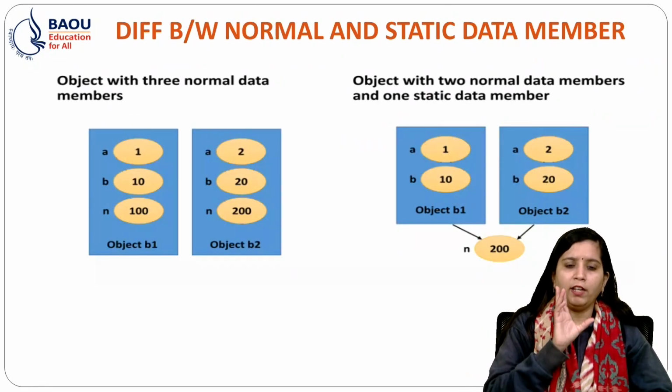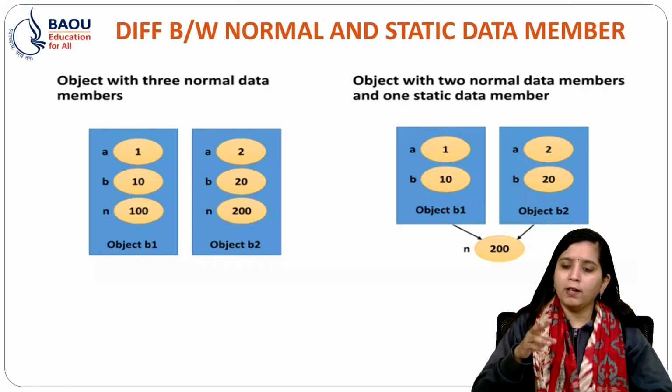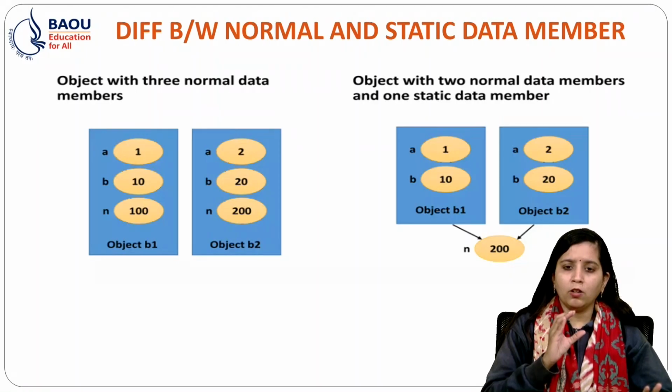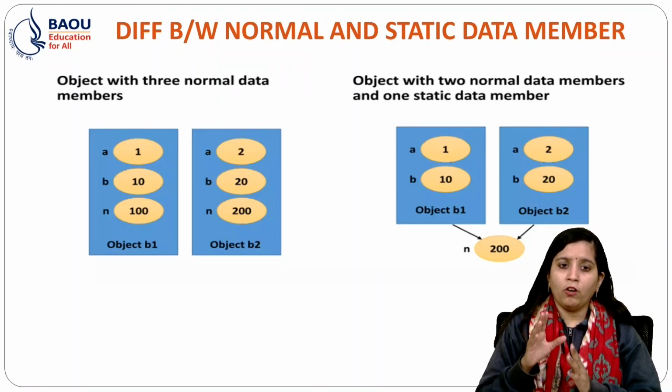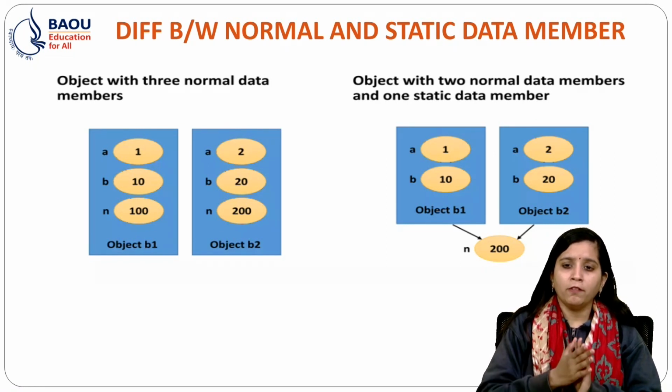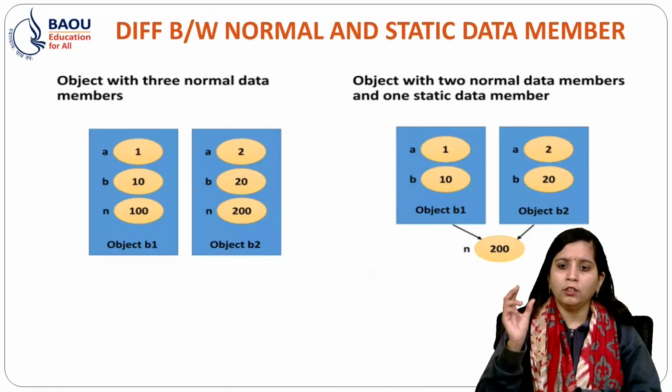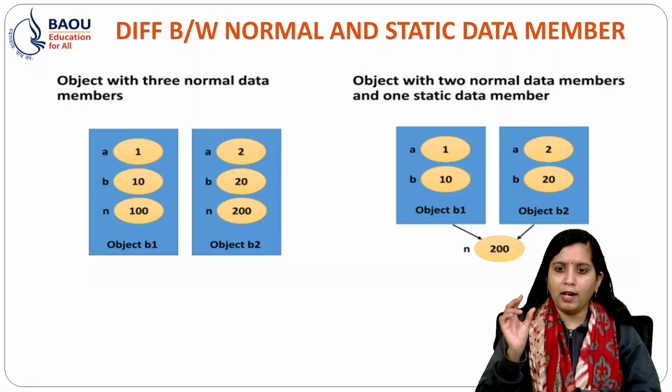When we take 3 normal data members, one for each object, the memory is wasted too much for the same data member. Now in the second image, I have taken one static data member, that is n is 200, and that 200 is shared between 2 objects, that is object B1 and object B2.